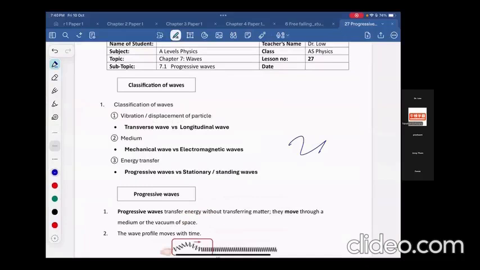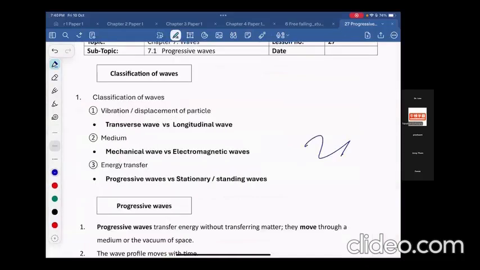Okay, classification of the wave. We can divide it into three ways to classify it. One is about the vibration. This one we learned in year 10. Transverse wave is actually how the particle vibrates.